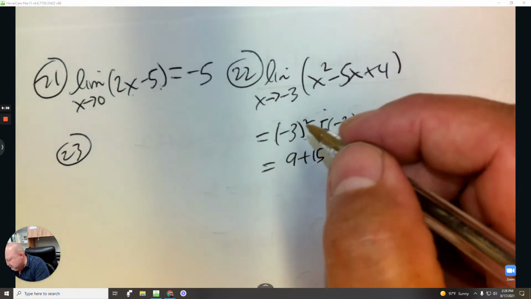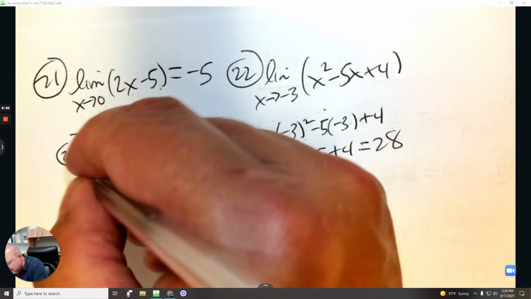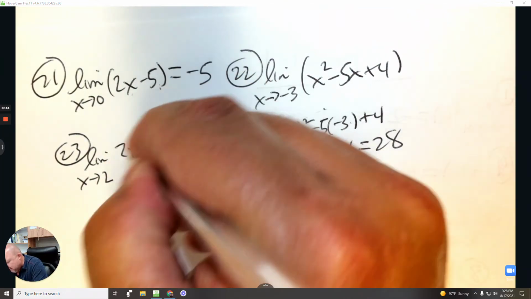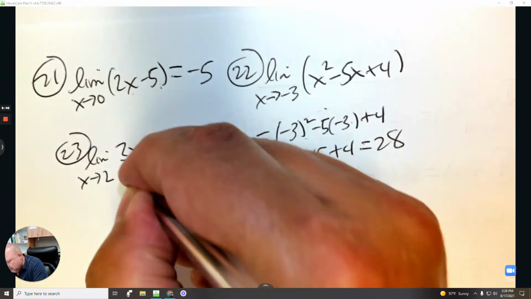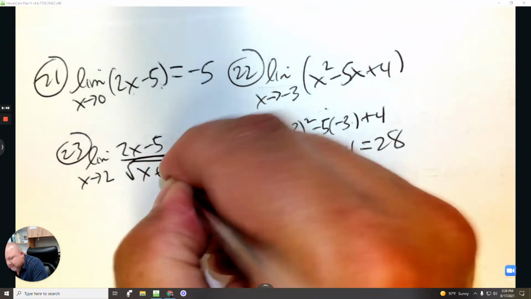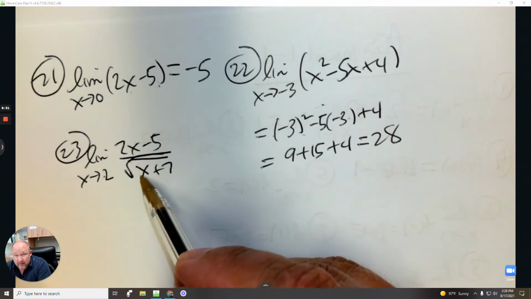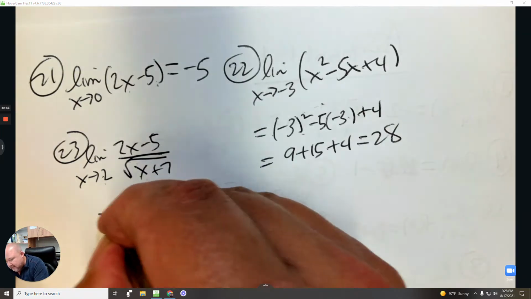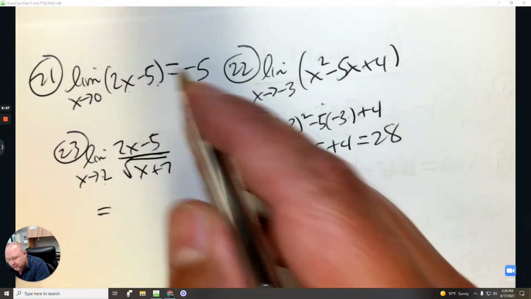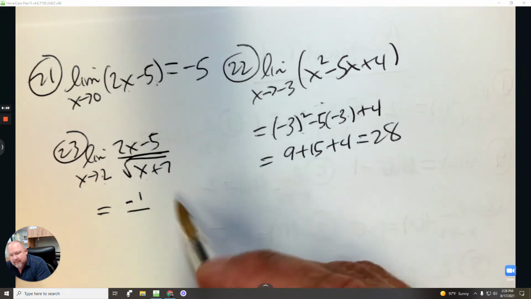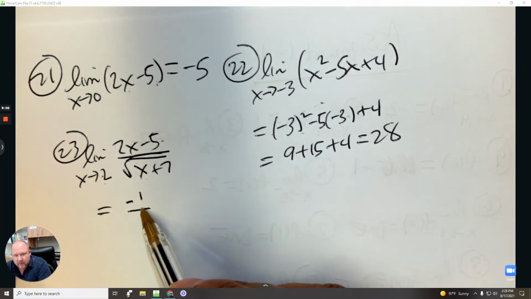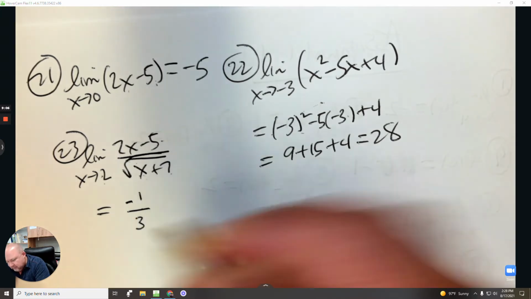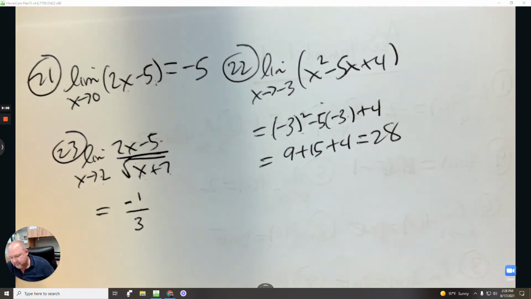23. 23 is the limit as x approaches 2, and we have 2x subtract 5, over the square root of x plus 7. So first we evaluate. If it's undefined, then we have to do something else. But if we can evaluate it, then we do. So 2 times 2 is 4, and 4 take away 5 is -1. 2 plus 7 is the square root of 9, which is 3. So the answer is -1/3.